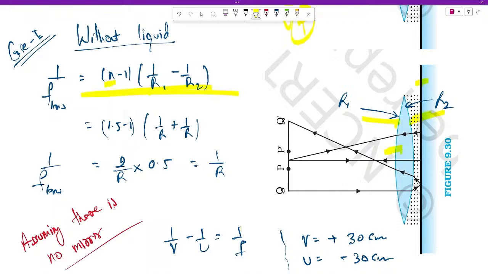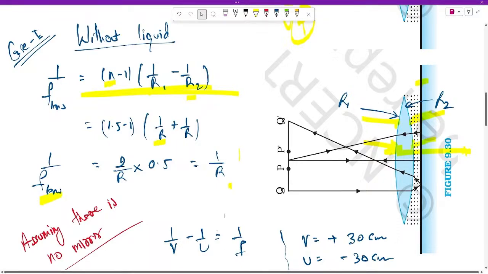R1 would be positive because its center of curvature lies on the right hand side of this lens, and R2 would be negative. They both have the same radius of curvature, so we can write it as R, and thus we will get 1 by F lens equals 1 by R.